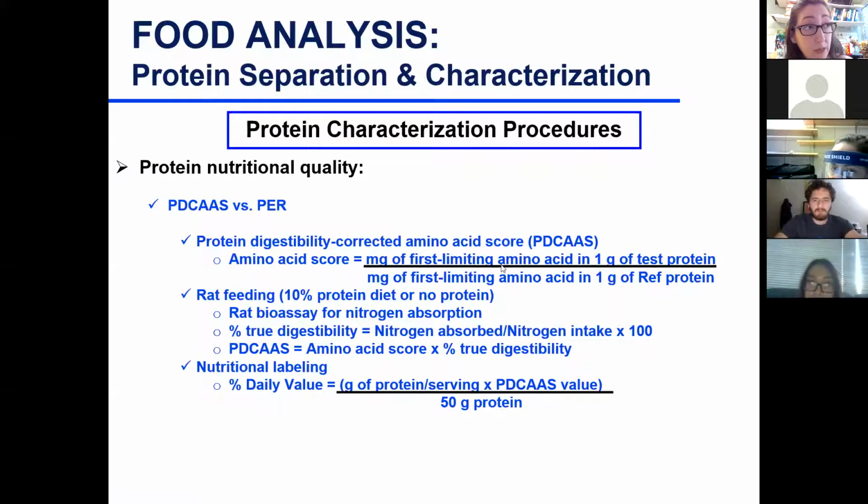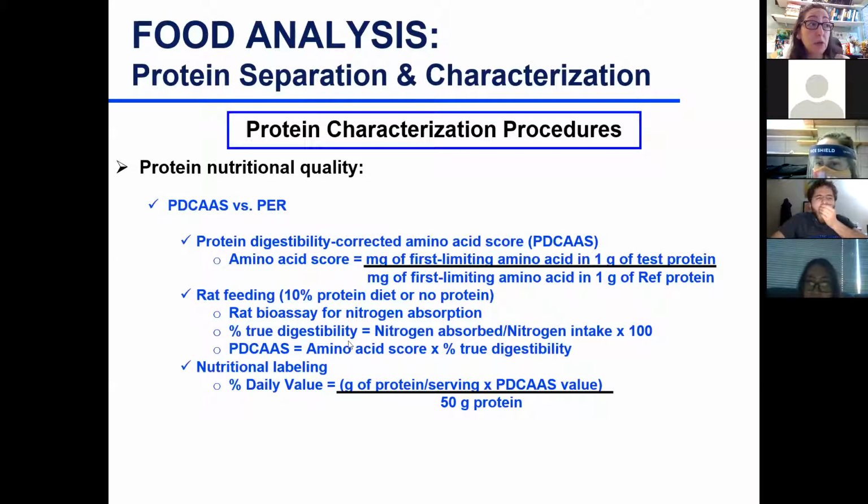When we say first limiting amino acid, that means the essential amino acid present in the least amount. And we take the ratio in comparison to a reference protein. Normally your reference protein is casein because it is a complete protein. It has all of the essential amino acids in the amount that is required by the body. So we get the score, and usually the score is between 0 and 1. And the higher the score, obviously, the better, the more complete your protein is.